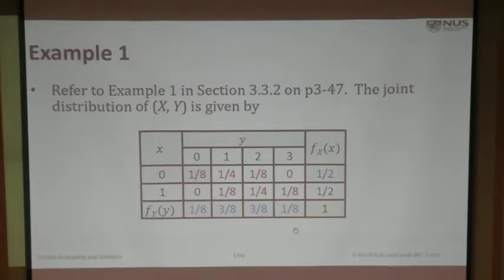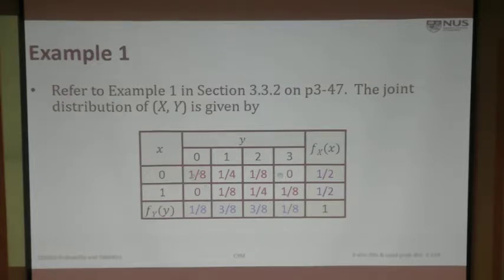So let's have a look at an example. This is example 1, section 3.3.2 on page 3, chapter 347. Let's believe these notes. Looks familiar. This is the joint distribution of a pair of random variables x and y. x can take the value of 0 and 1, y can take the value of 0, 1, 2, 3. For example, this is the probability that y is 1, x is 0. This is the probability that y is 3 and x is 0, and so on and so forth.